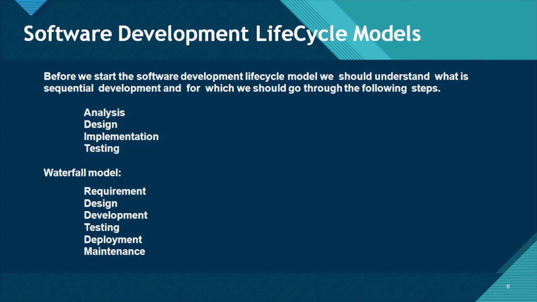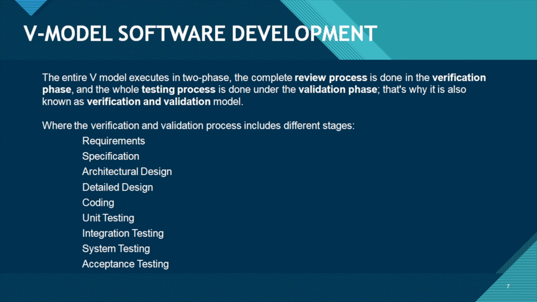And also we have a V model and agile methodology. Most of the companies are following the agile methodology. Before going to that, we will discuss the V model also. The entire V model executes in 2 phases. The complete review process is done in the verification phase and the whole testing process is done under the validation phase. That's why it is also known as the verification and validation model, that is the V model.